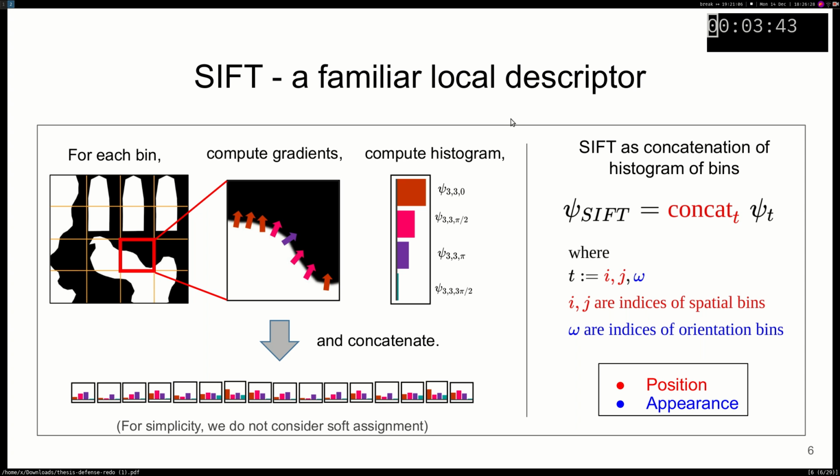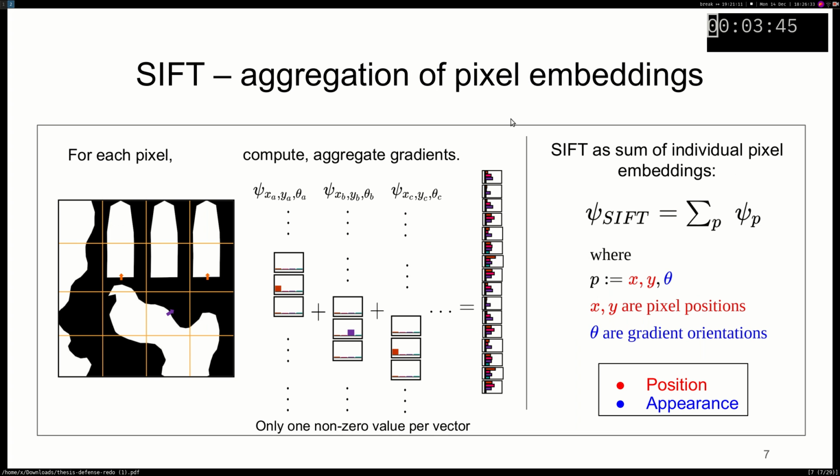But we can also look at it in another fashion. We can actually see it as an aggregation of pixel embeddings, which basically means that instead of considering this bin, I imagine that there is one pixel here, and I take its contribution towards the histogram, and I assume that the rest of the patch has no pixels at all. So basically what this gives me is a one-hot vector, and an aggregation of these vectors finally gives us the same histogram that we saw before. In this case, this can be expressed as a summation of pixel embeddings.